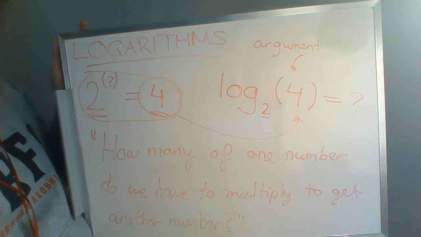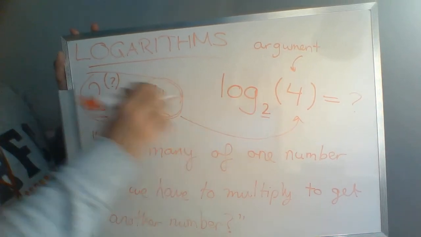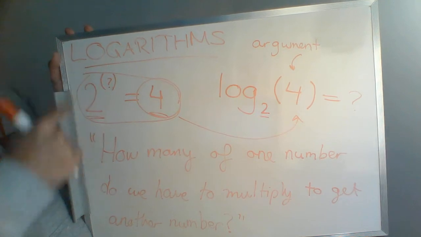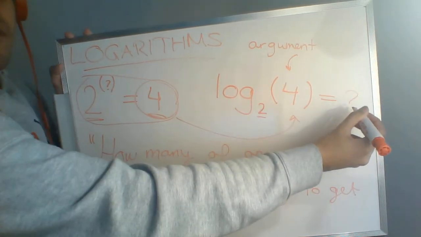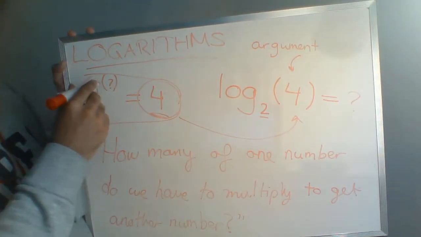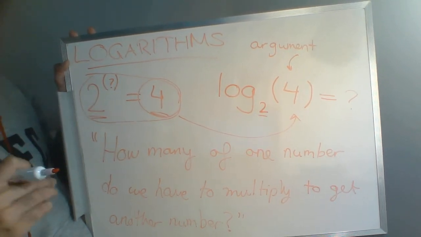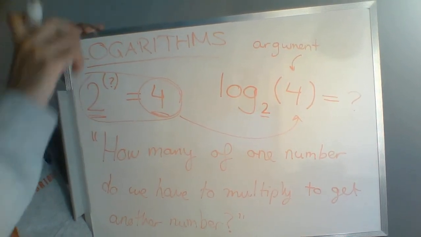So basically, the answer to a logarithm question is the exponent in this equation right here. So this question mark in our final answer over there is the same as this question mark in our exponent over here. That's basically what we're trying to answer with a logarithm.